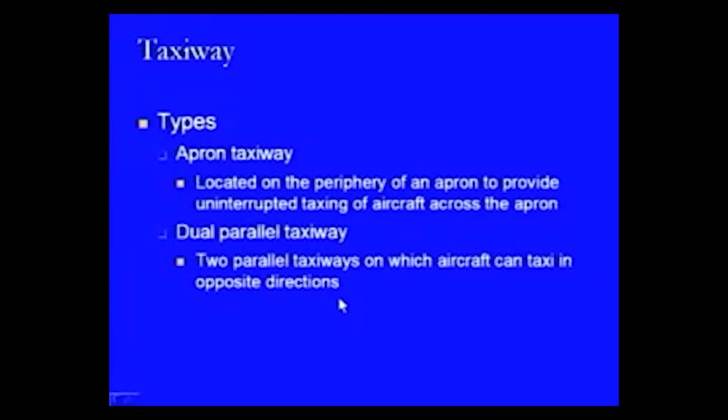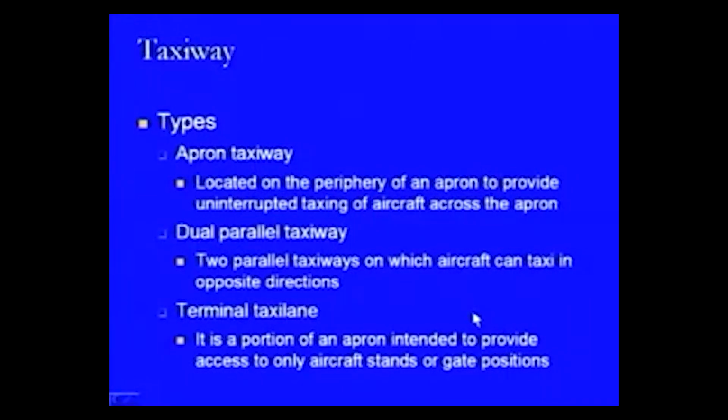Another type of taxiway is the dual parallel taxiway. Again, this name itself shows that there are two taxiways which are laid parallel to each other, and in this case there is one functional condition, that the taxiways can be used exclusively for single directional operation. That is, on the two taxiways we have two opposite directional movements, or the aircraft will be taxiing in opposite directions. Then the third type of taxiway is known as the terminal taxi lane.